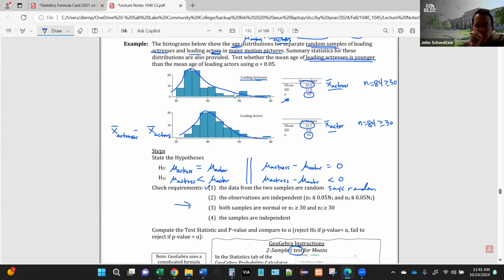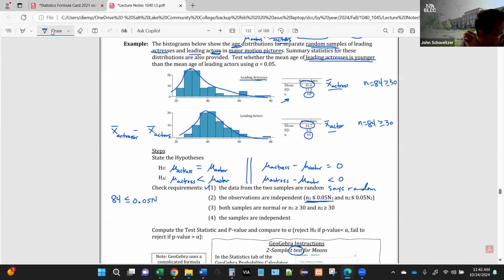Secondly, the observations are independent. So it's the same rule of thumb. We need to make sure that the sample is less than 5% of the whole population. Usually we don't know the population size on these sorts of things, right? So we do the next best thing, which is to see how large of a population we would need to make the sample small. So I'm going to go N1, which is 84. That's got to be less than 5% of all of the leading, we'll call this actresses.